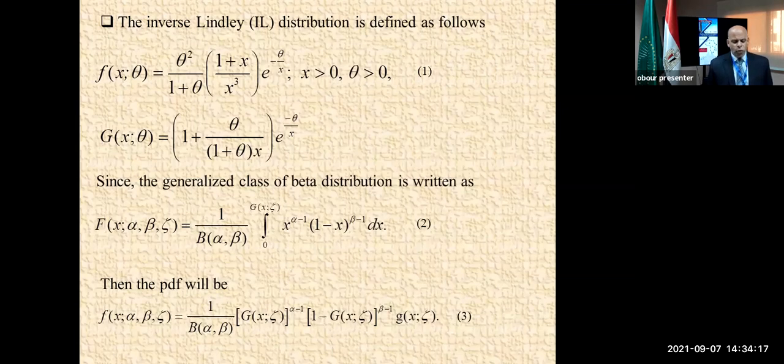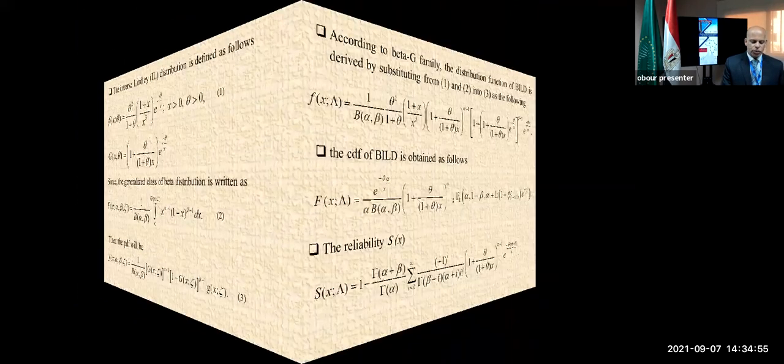And the generalized class of beta distribution, the second classical distribution, is F capital of alpha, beta, xi. Then the PDF, after calculations, from equation 2, the upper limit of the integration is g of x and xi. It's a function. We substitute this function by the inverse exponential distribution, and after some calculations, we will get the PDF of the new probability distribution. It's a beta inverse Lindley distribution.